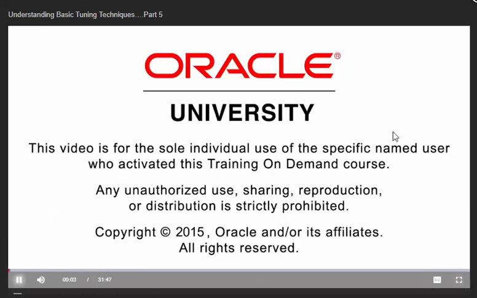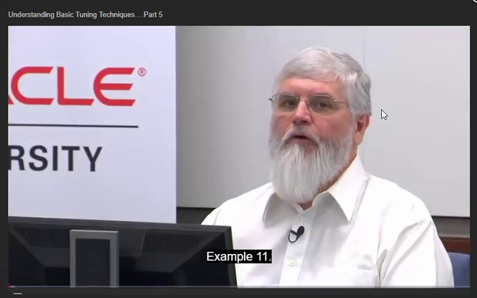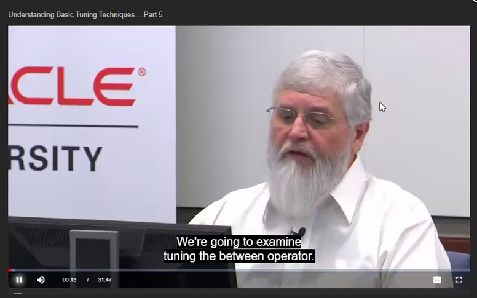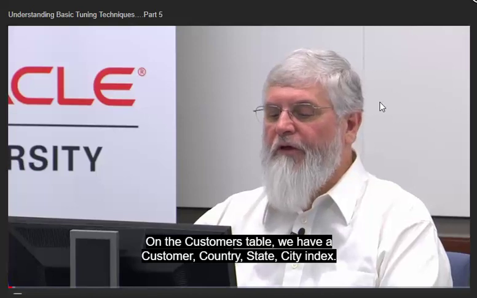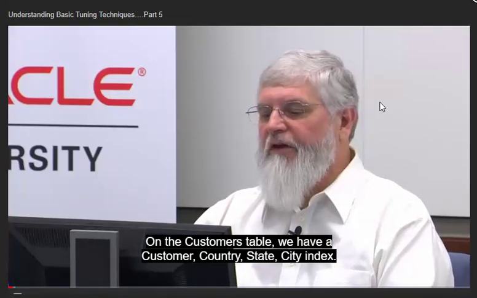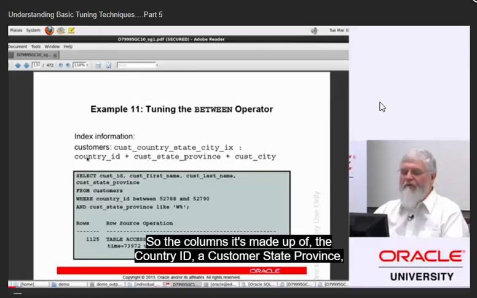Example 11, we're going to examine tuning the between operator. So we have information about our indexes. On the customers table, we have a customer country state city index. It's a composite index made of multiple columns. The columns it's made up of are the country ID, the customer state province, and the customer city.